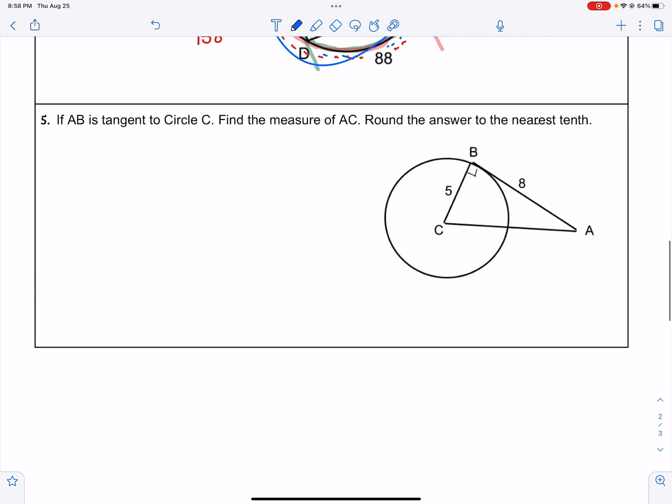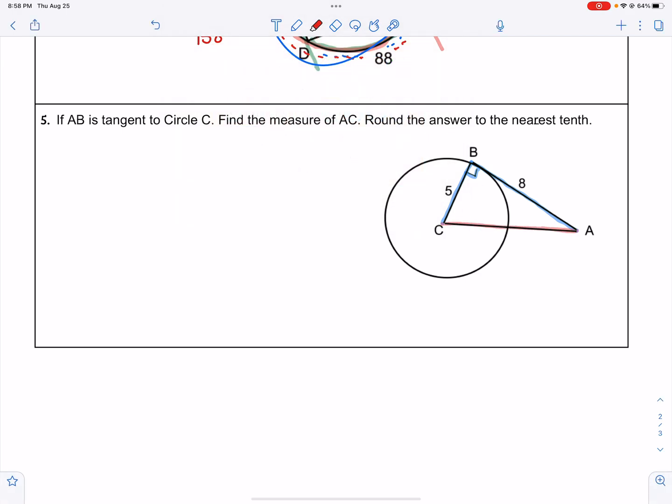Let's look at number 5. If AB is tangent to circle C, find the measure of AC and round to the nearest tenth. All right, so if AB is tangent to the circle, we know that forms a right angle. We've got the radius is 5 and one leg of our triangle is 8. Let me just draw it like that. And we need to figure out the hypotenuse.